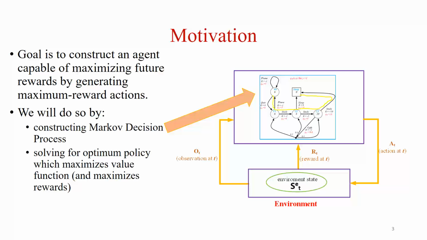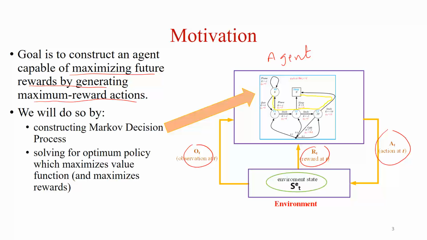Okay, so what is the motivation here for the Markov decision process that we are studying in this lecture? Basically, we stated in an earlier lecture that this is the agent here, and our agent receives from the environment the rewards and the observations and produces actions. And what we want is to maximize the future rewards generated by the agent. Okay, so this is to maximize those rewards. This agent must be capable of generating maximum reward actions.